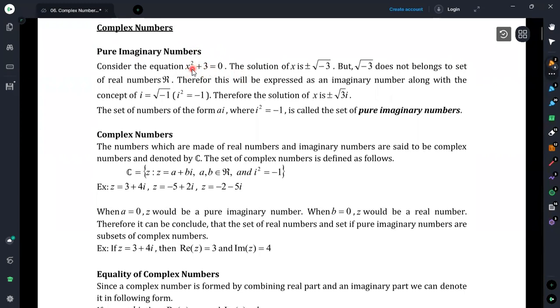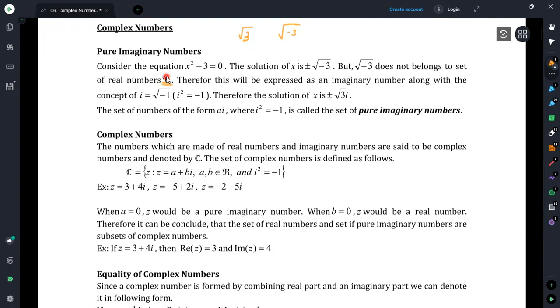if we find the solutions for such an equation, the solution for x will be plus or minus square root of minus 3. But the square root of minus 3 does not belong to the set of real numbers, which is denoted by R. Generally we know how to find the value of square root of 3, but we have a problem getting the value of square root of minus 3 in the set of real numbers.